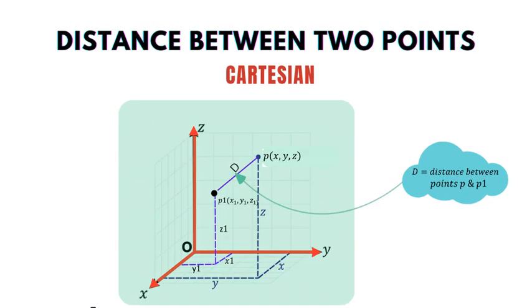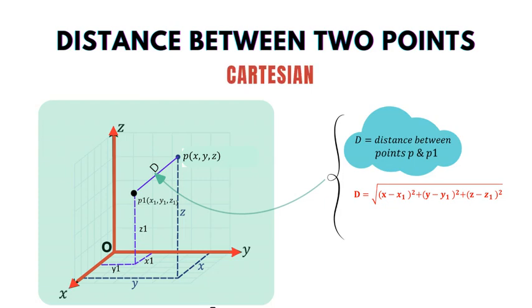Coming back to the Cartesian coordinate system, if we have 2 points, say P and P1 in the space, the distance between these 2 points can be calculated using the standard formula d equals square root of (x minus x1) squared plus (y minus y1) squared plus (z minus z1) squared. This equation can be proved using geometric formula and Pythagoras theorem.